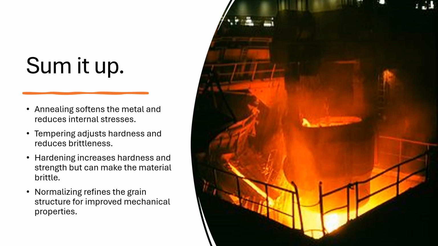To recap, annealing softens the metal and reduces internal stresses. Tempering adjusts hardness and reduces brittleness. Hardening increases hardness and strength, but can make the material brittle. Normalizing refines the grain structure for improved mechanical properties. Quenching rapidly cools the metal to lock in a hard structure, often requiring tempering afterward.